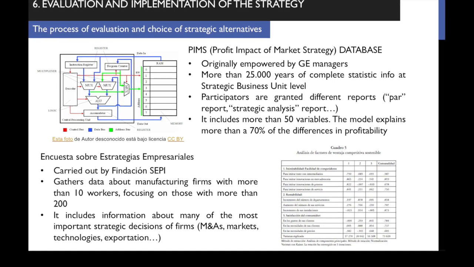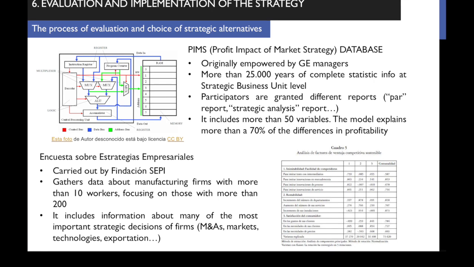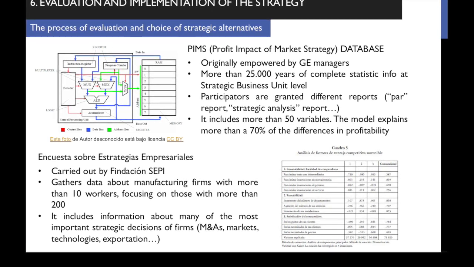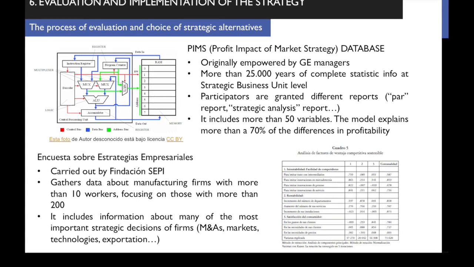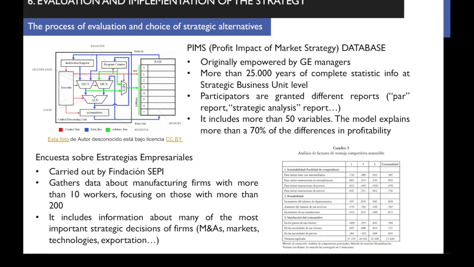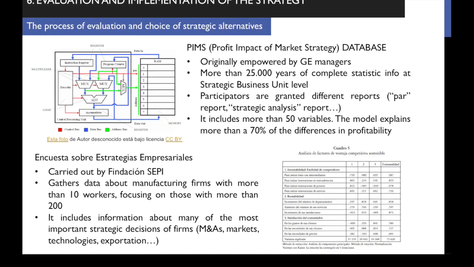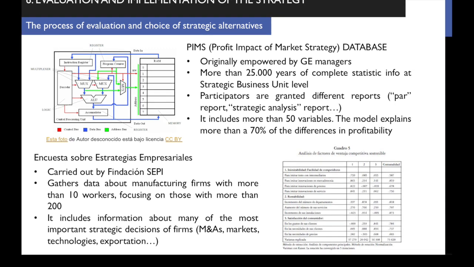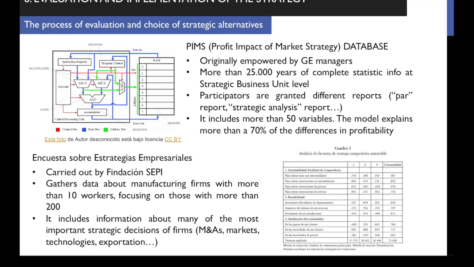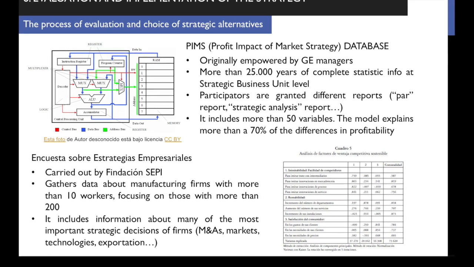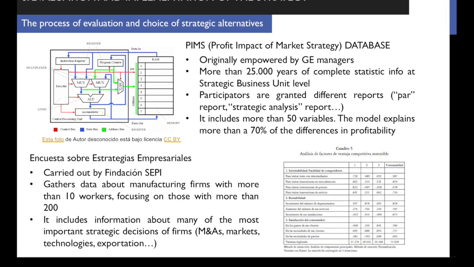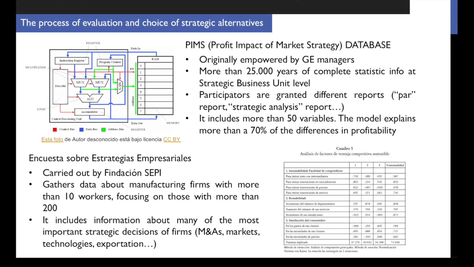So it analyzes which are the internal and external variables which condition the success, the profitability of the companies. Maybe you are wondering why companies supply information to create this database. Well, they are granted reports, different reports, okay? This database includes more than 50 variables, and the model explains more than 70% of the differences in profitability, which is much to say. I mean, imagine that you are able, even with 50 variables, to explain 70% of the profitability of a company.